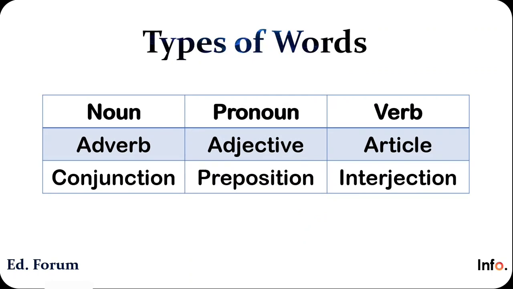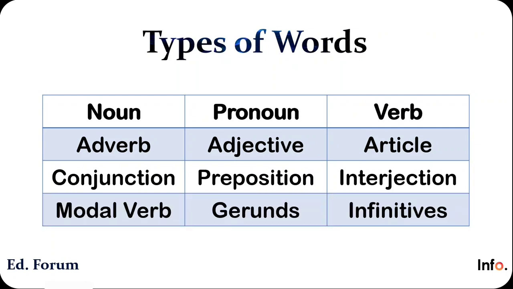Here on your screen, there are basically 9 main types of words in English, which we also call parts of speech. Noun, pronoun, verb, adverb, adjective, article, then we have conjunction, preposition and interjection. Okay, so we have 3 more types of words in English, but they are not mainly the types of words. They are modal verbs, gerunds and infinitives, but we don't include them in the types of words.